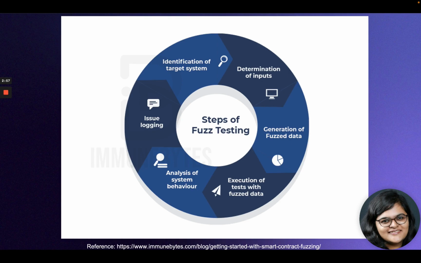using some algorithms. And then you execute the test with the fuzz data that you have generated and analyze the way the system behaves. Once you've executed the functions, you want to see how they respond to the fuzzing. And as you keep finding issues, you keep logging the issues. So these are essentially the steps of fuzz testing. Of course, much of this is going to be abstracted perhaps by the framework and the tooling that you use.